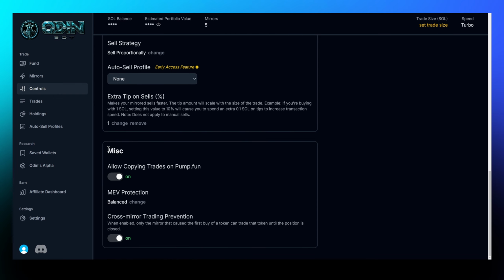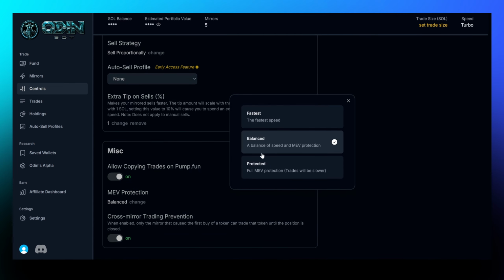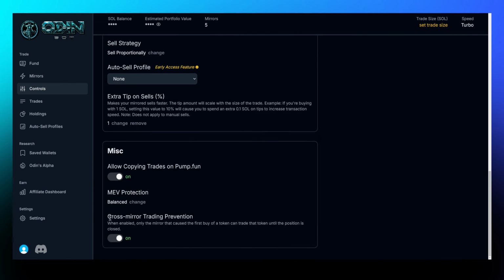Next up, we have other configurations like allowing copy trading tokens on Pump Fund, MEV protection, which can be changed from fastest, balanced, and protected, and we have cross-mirror trading prevention.